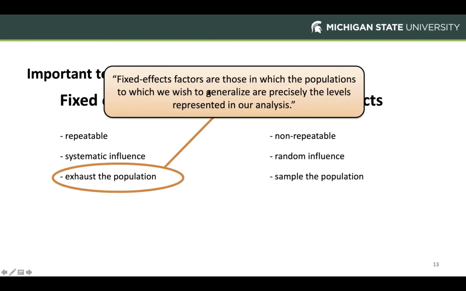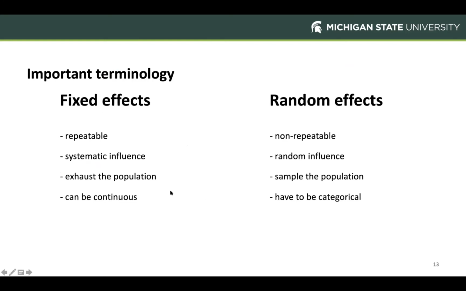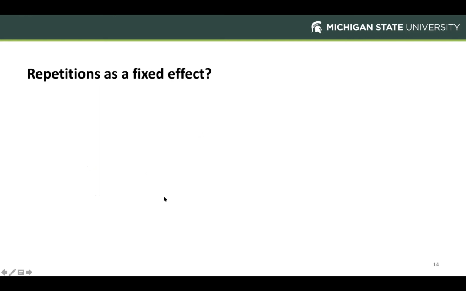To that end, fixed effects are those in which the populations we wish to generalize are precisely represented in our analysis. So if they're explicitly accounted for in that analysis, we're okay. But if there are groups that are not accounted for, it's difficult to extrapolate more broadly. The other minor issue we'll run into here is that those fixed effects can be continuous, but those random effects are generally going to be categorical. And so we can think about repetitions. Are they a fixed effect or a random effect?